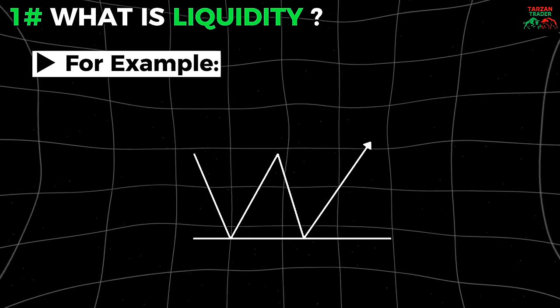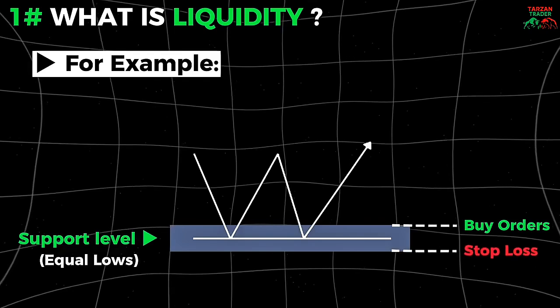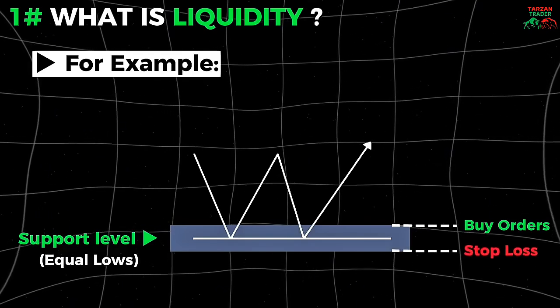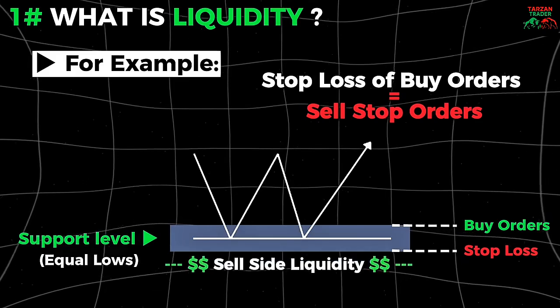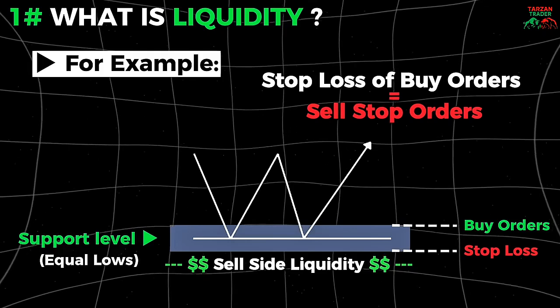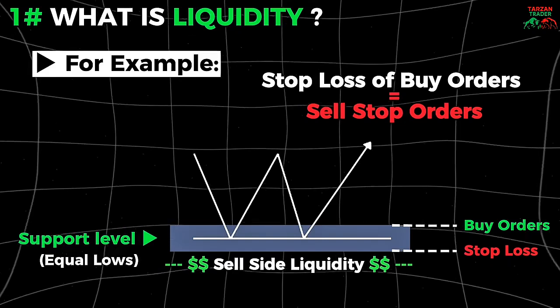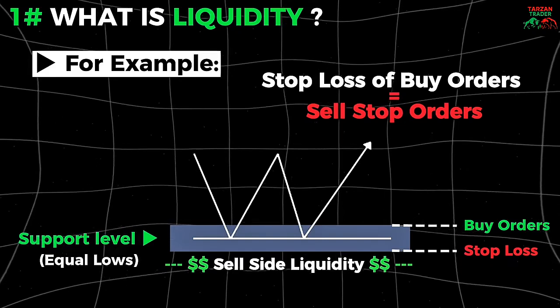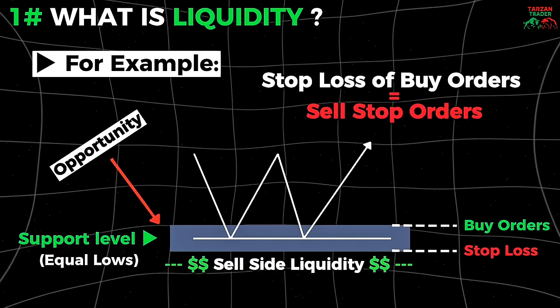When price forms a support level, retail traders buy from that floor, placing their stop losses just below it. Those stop losses become sell orders, creating a pocket of sell-side liquidity beneath the level and setting up the exact same kind of trap, only in the opposite direction. Now, if you think from the perspective of a large institutional buyer, a bank or hedge fund, this pocket of sell liquidity is actually an opportunity.